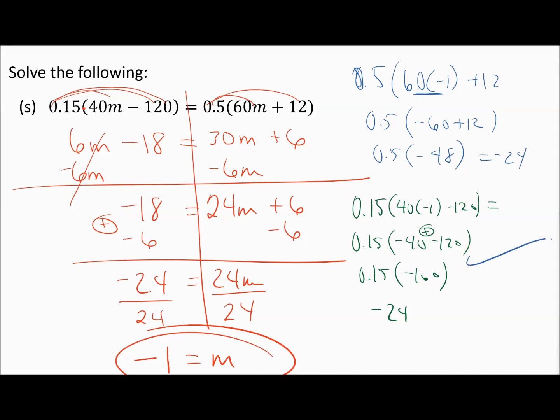So I hope this helped you out. I know they got more and more difficult, but the steps are the same. What it comes down to is simplify each side completely. Get all your variables on one side, your constants on the other. And the very last step is just to divide by the coefficient of the variable.